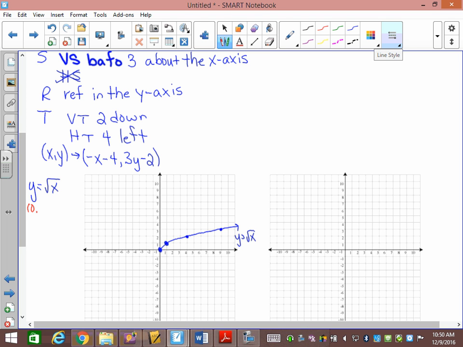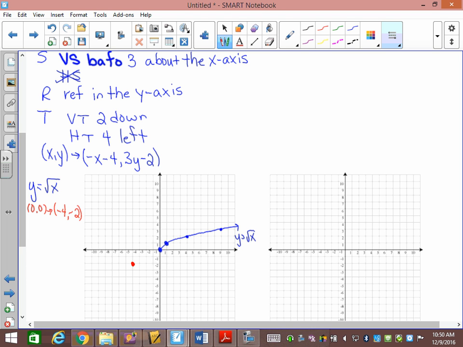So we have the point 0, 0. It's going to be negative 0 minus 4, which is going to become negative 4. And 3 times 0 is 0, minus 2 is negative 2. Do you see how the stretches and reflections do absolutely nothing to that first point? Because you're multiplying by it. When you multiply 0 by anything, it doesn't do anything. So I'm going to go to negative 4 and negative 2.